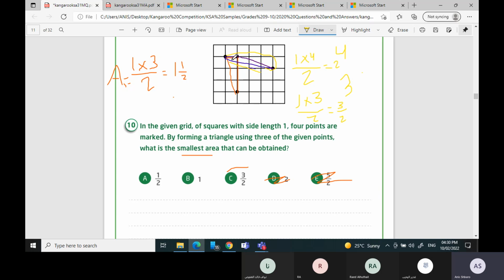Now we found this area and this area. To find this area alone, we're going to subtract. The biggest area is 2 and the smaller is 3 over 2. So 2 minus 3 over 2 is equal to half.